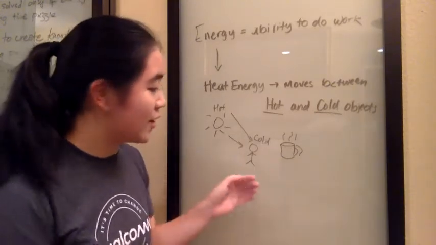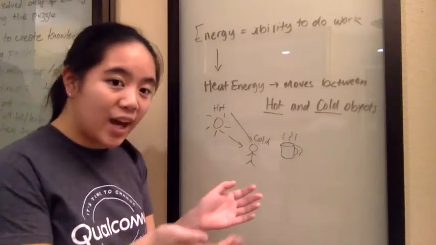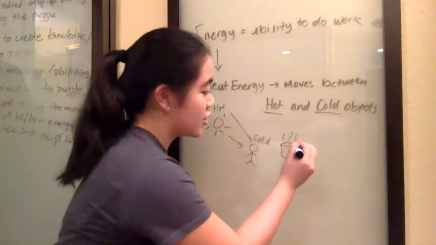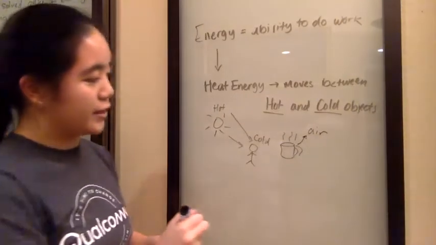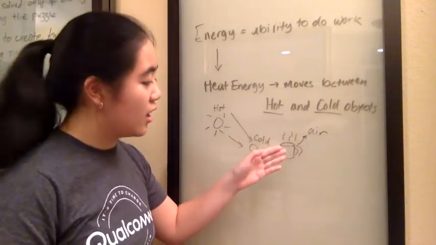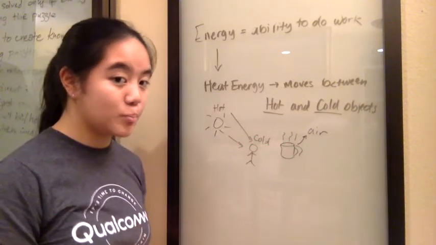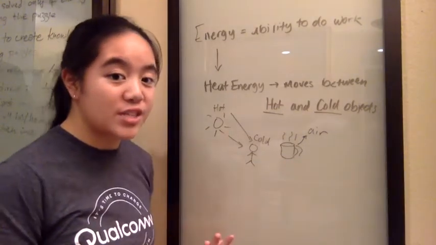So that's why when you leave a hot cocoa out in the air for a long time, it'll cool down. That's because the heat energy goes into the air. And that way, over time, the hot chocolate will be the same temperature as the air. So that goes into our next topic, heat transfer.